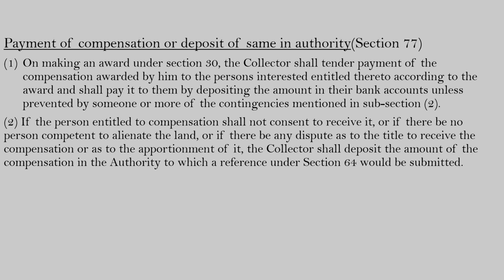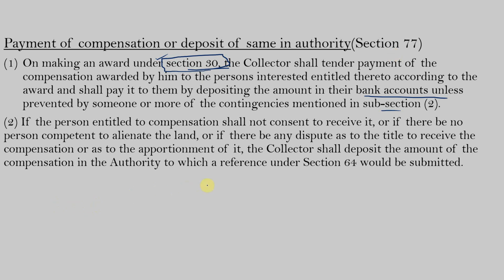Payment of compensation or deposit of the same in the authority. On making an award under Section 30, the collector shall tender payment of the compensation awarded by him to the persons interested entitled thereto according to the award, and shall pay it to them by depositing in their bank accounts, unless prevented by one or more of the contingencies mentioned in subsection 2. So, after determining the award under Section 30, that is the final award, including the Solatium, the collector shall make the payments through the bank accounts of the owners of the lands.